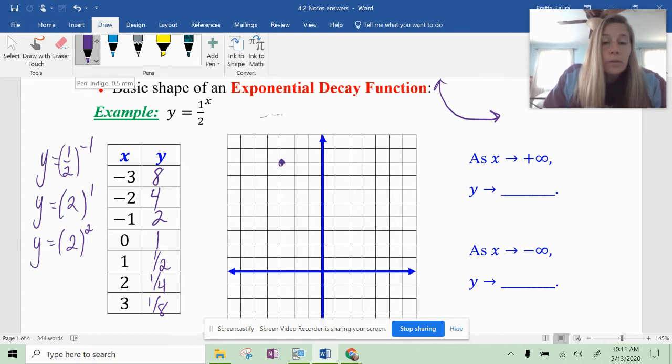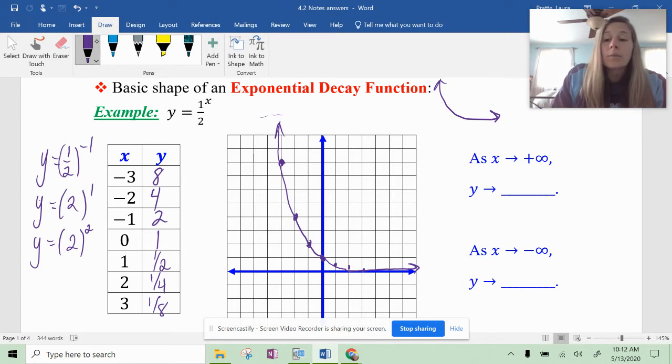-2, 1, 2, 3, 4. -1 and 2, 0, 1, 1 and 1/2, 2 and 1/4, and then 3 and 1/8. And you can kind of see how the graph starts out with large numbers and then decreases, and then over time it gets very close to that 0.